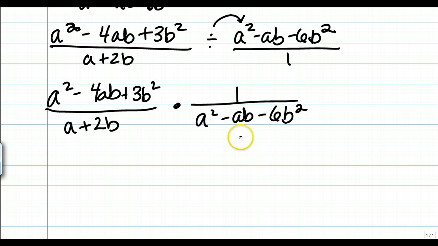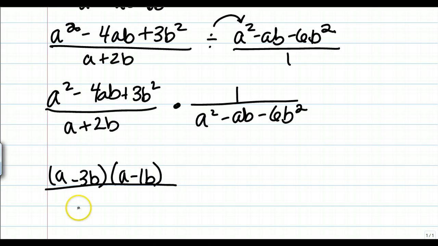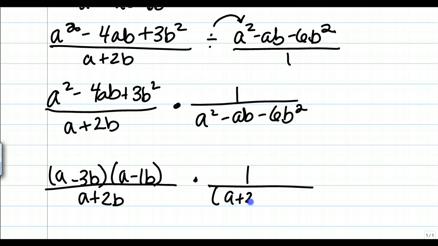And now this looks like example number 1. So we would go ahead and factor the top here, and I would get a minus 3b and a minus b. And this doesn't have a GCF or anything, so it's just a plus 2b. We have it times 1 over. Now we see if we can factor this. We get a plus 2b, a minus 3b.